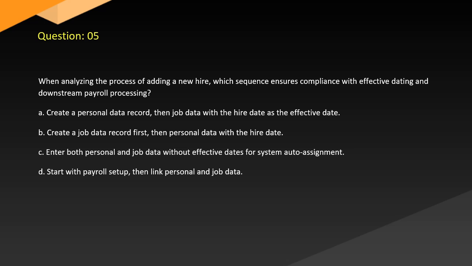B. Create a job data record first, then personal data with the hire date. C. Enter both personal and job data without effective dates for system auto-assignment. D. Start with payroll setup, then link personal and job data.